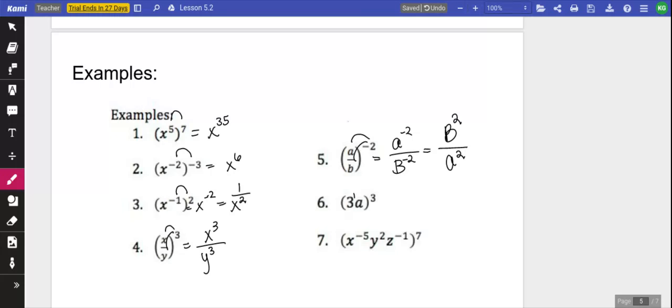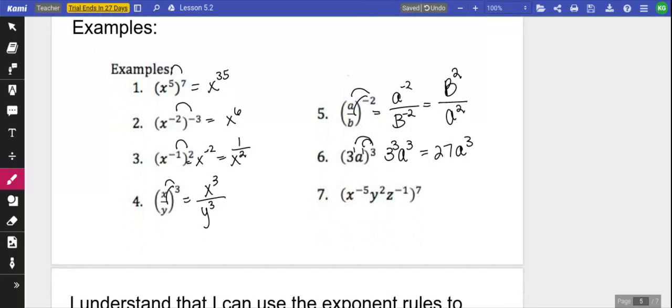On number 6, whenever something stands alone, I give it a 1. So when I distribute here, I get 3 to the 3rd, a to the 3rd. And that's one of the biggest problems, is that people always forget to distribute also to the coefficient, or they try to take the coefficient and times it by the exponent, which you can't do because one's a big number, one's a little number. So remember, if something stands alone, give it a 1, and then that's what you should be distributing to. So this final answer becomes 27a to the 3rd.